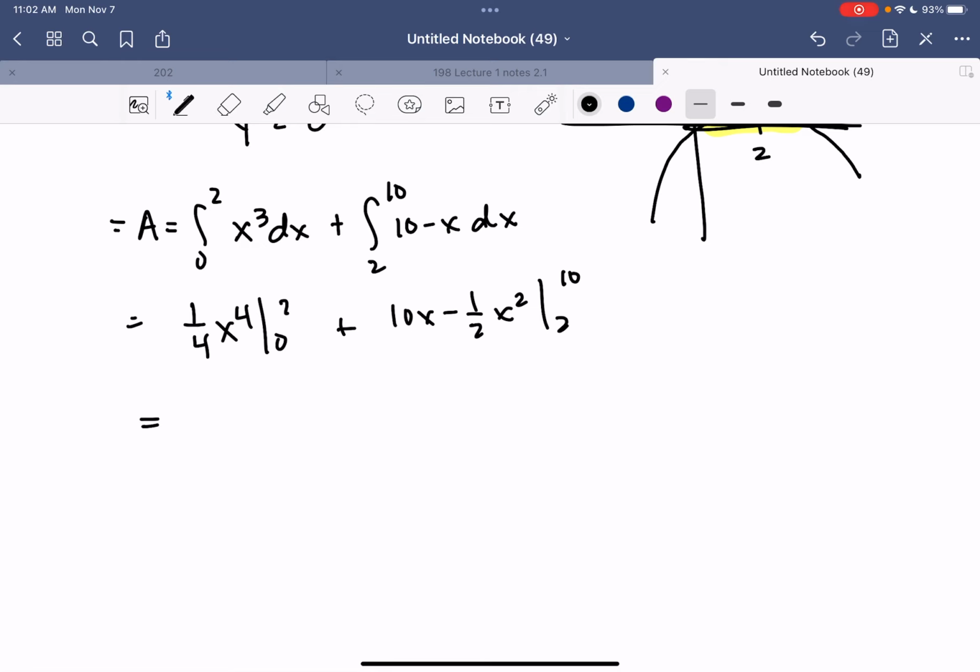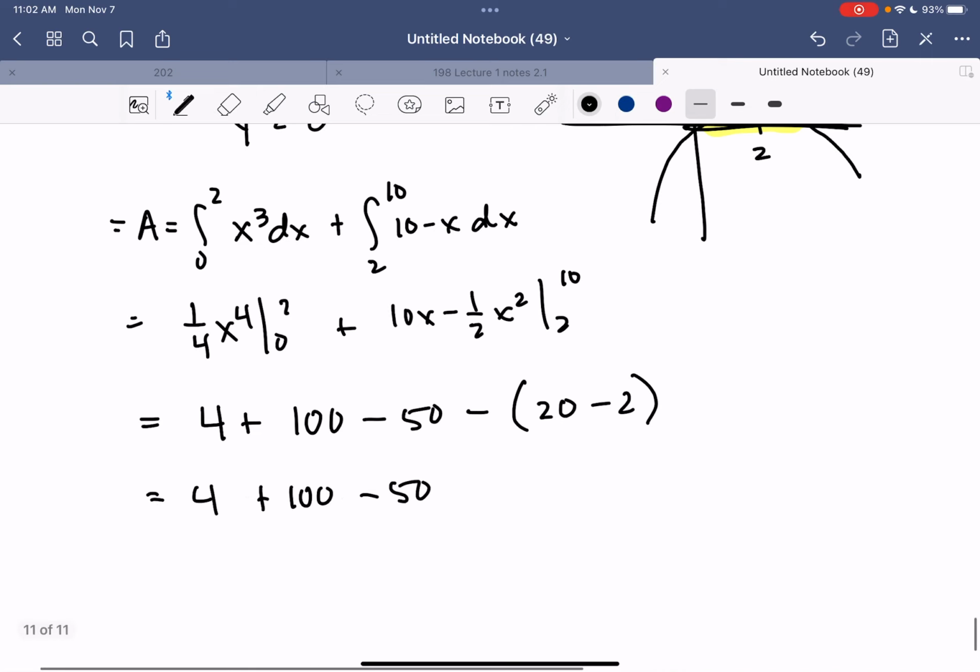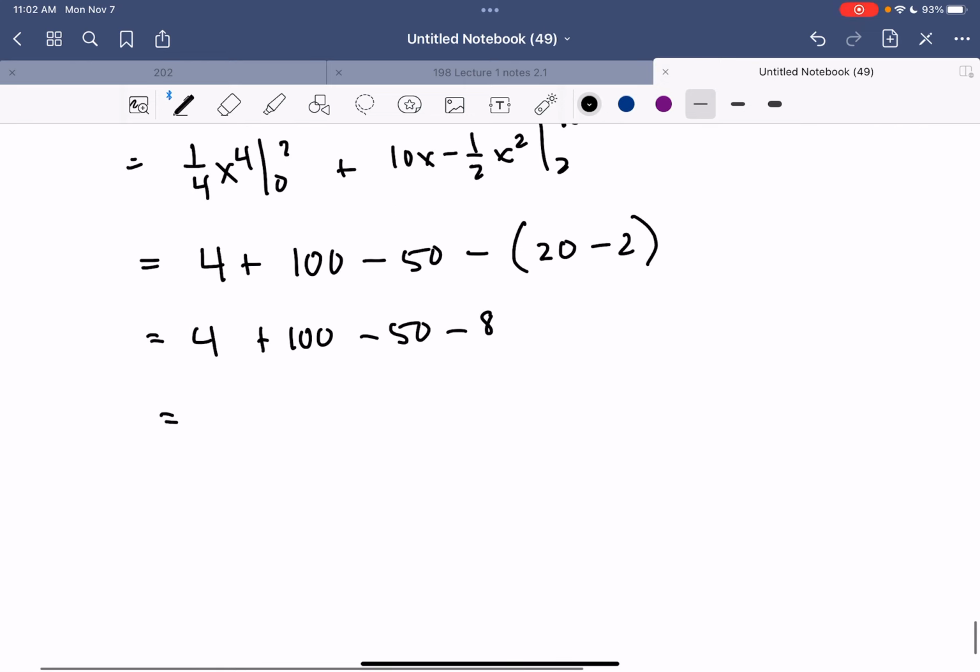Let's see, 2 to the 4th, 16 over 4 is 4. When you plug in the 10, you get 100 minus 50. And then you have to subtract off 20 minus 2. So that's 4 plus 100 minus 50 minus 8. So let's see, that's 50 minus 4, which is 46, it appears. That's my area.